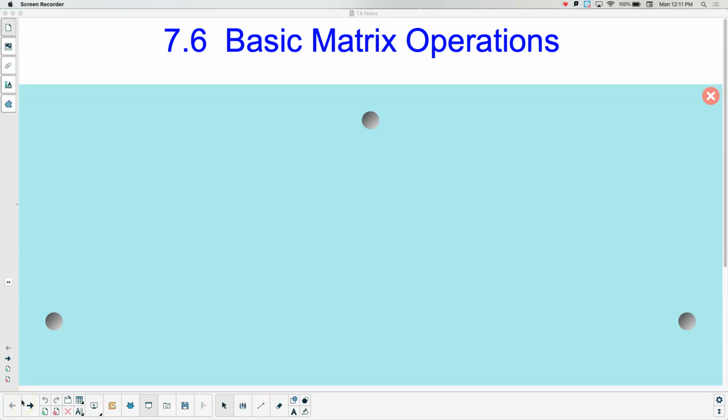So let's get going here. Let's start with basic matrix operations. Now I don't remember if you guys saw matrices in Algebra 2 or not.